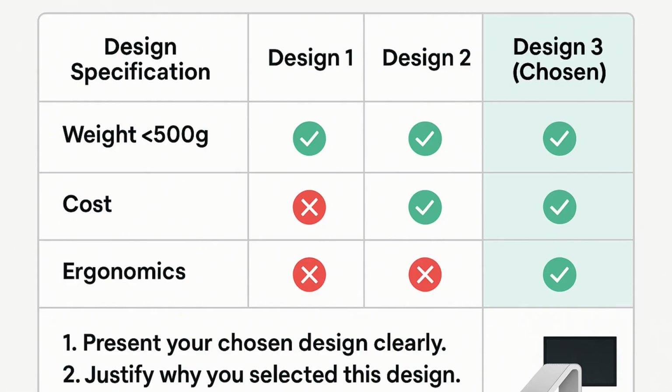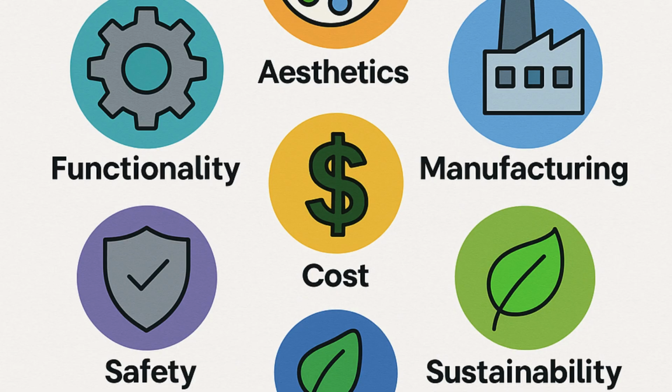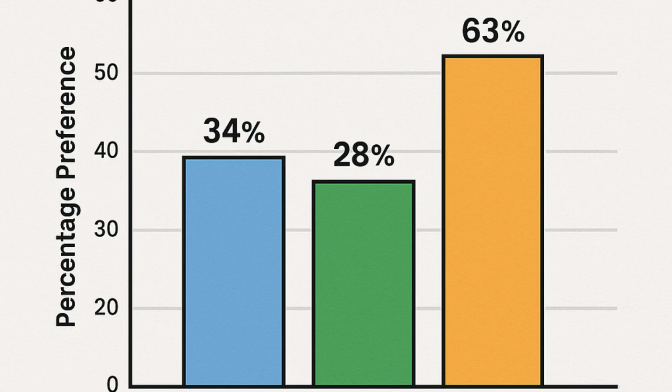Fourth strategy. Use evidence and data. Back up your claims with facts. This could include survey results from your target audience, research about materials, measurements and calculations, expert opinions or feedback. Example, according to my survey of 20 potential users, 85% preferred the ergonomic handle design of design 2 over the straight handle of design 1. This data strongly supports my choice.